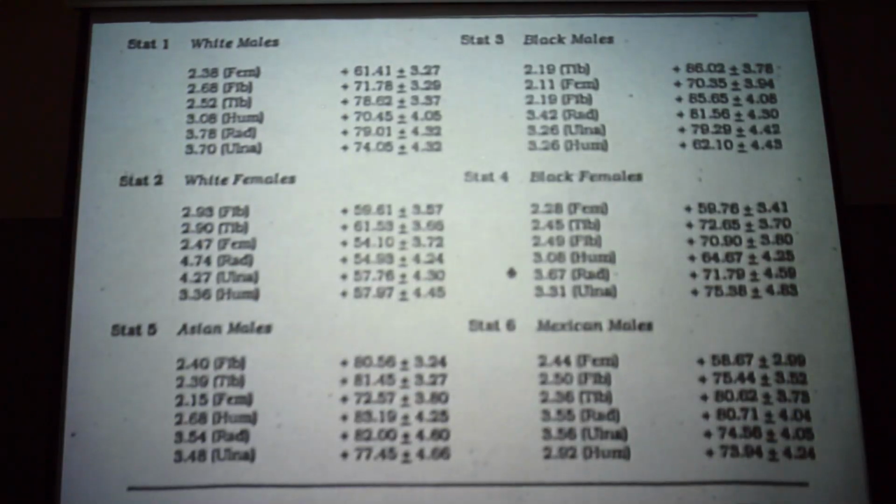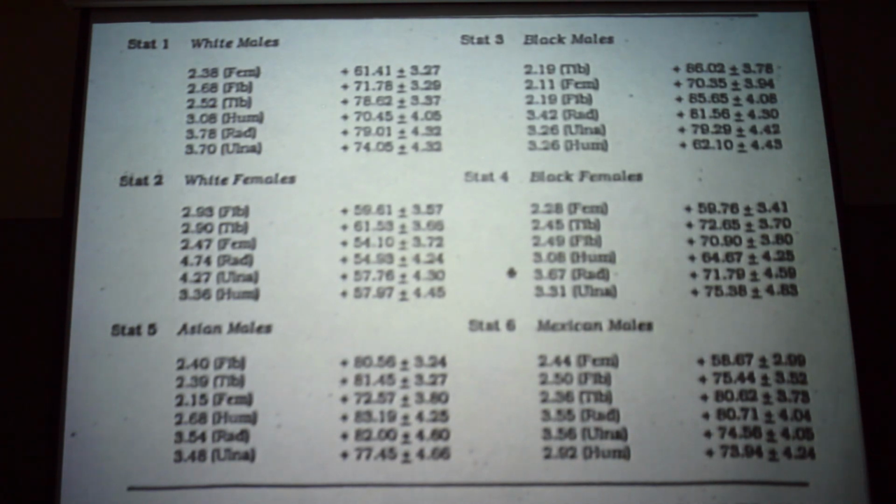In this video, you will learn how to reconstruct estimates of stature based on formulas that were derived from Trotter and Gleser during the Korean War, from the Korean War dead. I'll explain the chart as we go through a little bit more. You'll see that there are white males, black males, white females, black females, Asian males, and Mexican males.